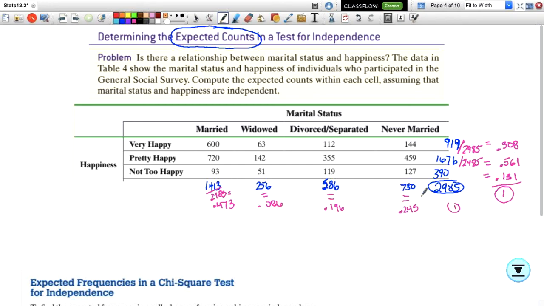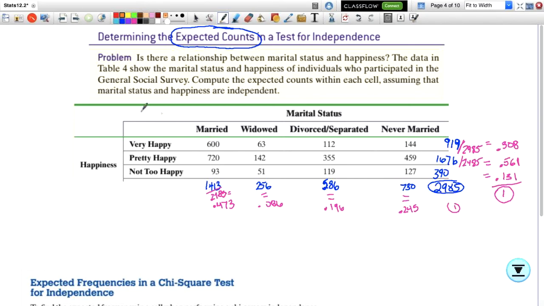So up to now, everything should feel familiar, right? We've done marginal frequencies, we've done marginal relative frequencies, whether you remember it or not. Now, to actually get the expected count, we're going to have to do some work with both of those numbers. So to get the expected count, we're going to find the probability of being married and very happy. Because remember, these are like probabilities, right?